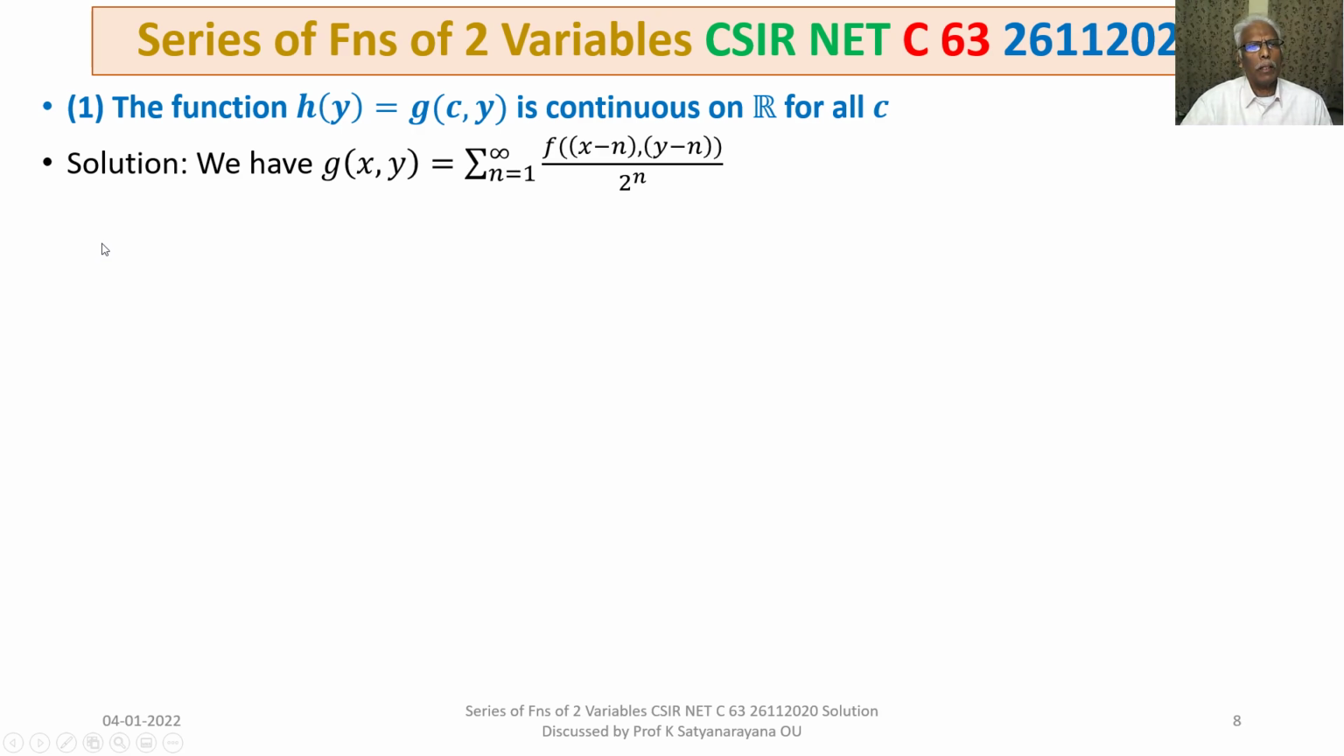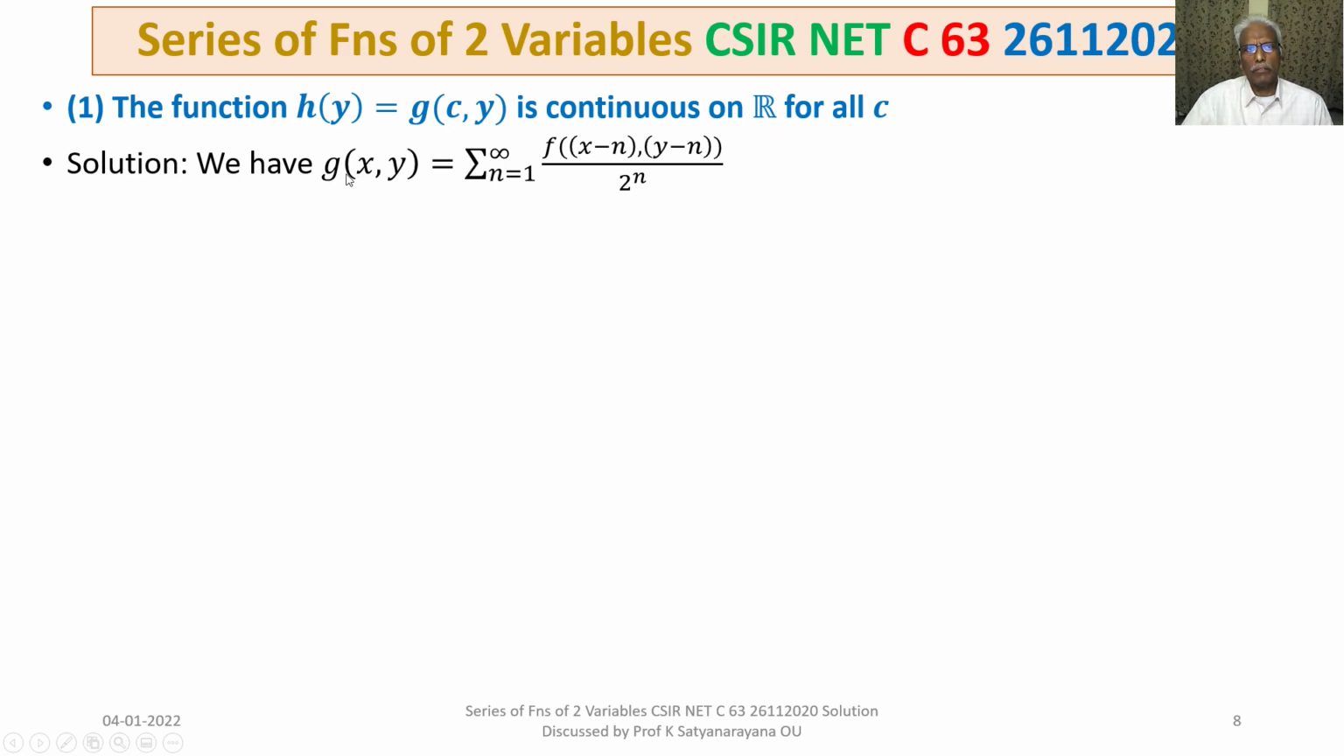Now, we have already discussed options 2, 3 and 4. Option 1 is left. The statement says the function h of y equal to g of c comma y is continuous on R for all c. So in place of x we are taking a constant c, and thereby it is becoming a function of y. And we want to show that this function h of y is continuous on R.